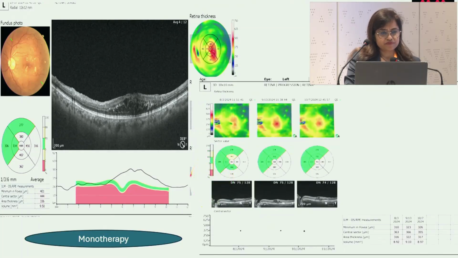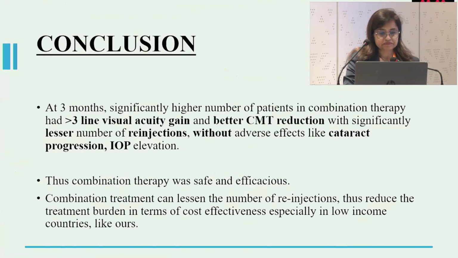One of the patients in the monotherapy group who received ranibizumab, and these are the 3 monthly OCT follow-ups of the same patient. The central macular thickness did reduce. However, the patient required 2 more injections in the follow-up of 3 months.